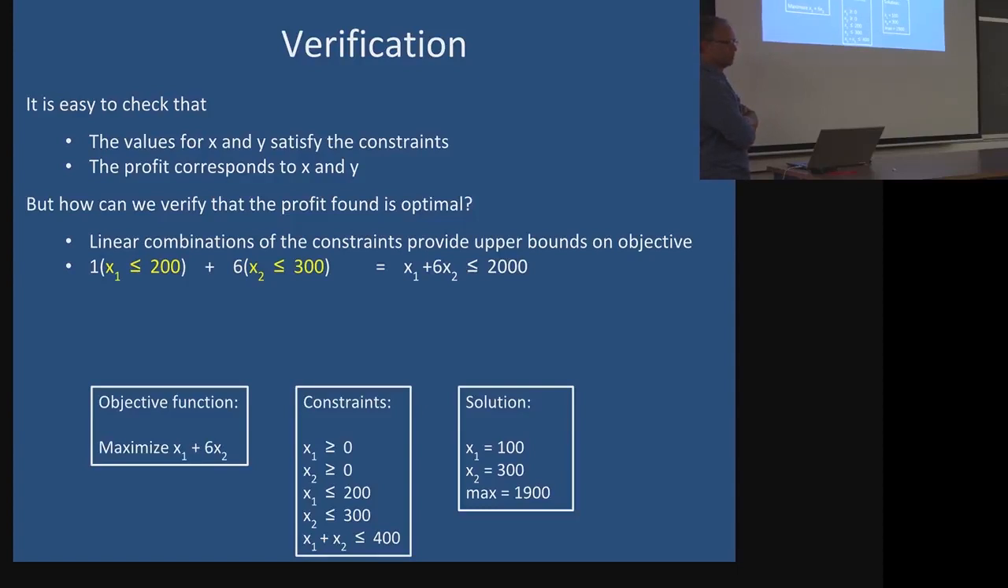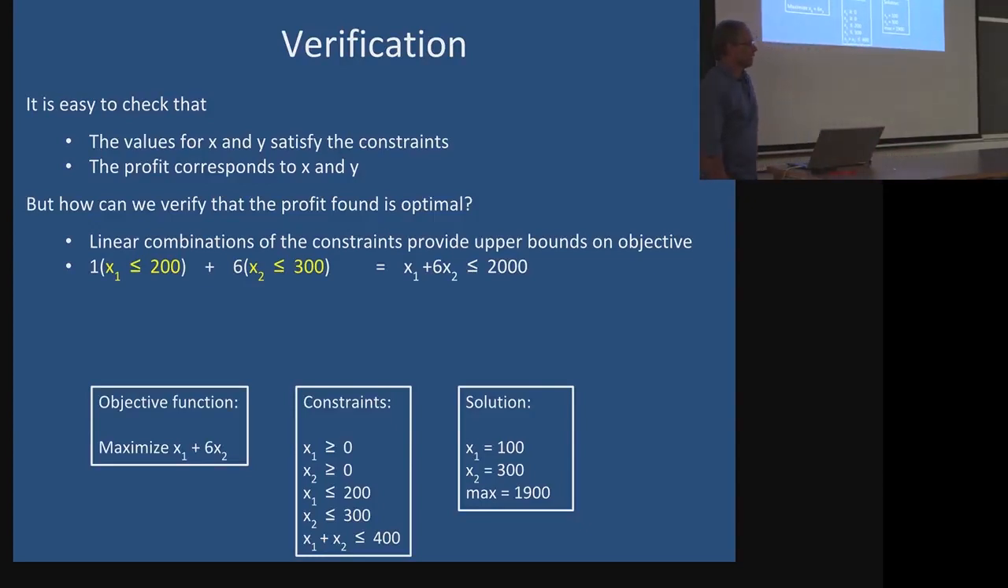Okay? So it's saying that those two constraints in yellow combined together tell you that the biggest x1 plus 6x2 can be is 2,000. Because x1 cannot be bigger than 200, and x2 can be as big as 300. So if x1 is 200 and x2 is 300, which are both allowed by those constraints, then x1 plus 6x2 is 2,000. So by just taking constraints like that and combining them according to the objective, you can get an upper bound.